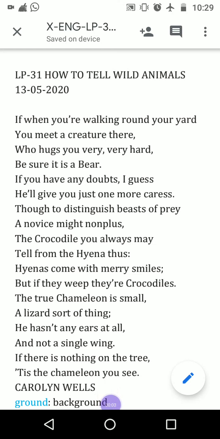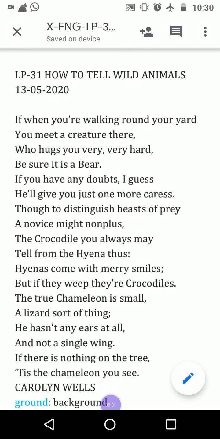Today I am going to continue the poem How to Tell Wild Animals. I had given you the brief introduction about the poem and even given a detailed explanation of the first stanza, and asked you to write down the rhyming scheme of the poem. See, you are in class 10th.